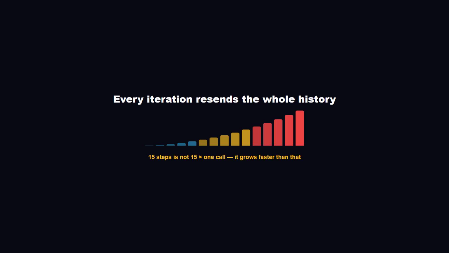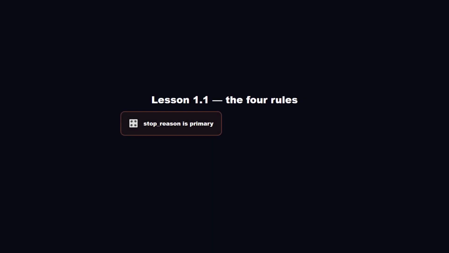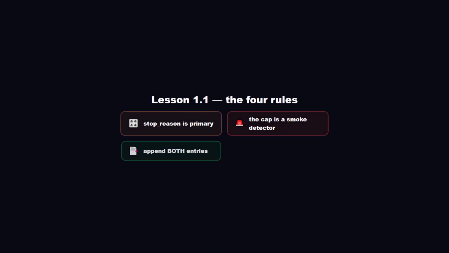The Anthropic SDKs ship a tool runner that drives the whole loop for you. Use it in production, but write the loop by hand once, because the exam will hand you a broken one and ask what's wrong with it. So, stop reason is primary, the cap is a smoke detector, append both entries, and handle every exit, not 2. That's lesson 1.1. Next up is 1.2, multi-agent orchestration.